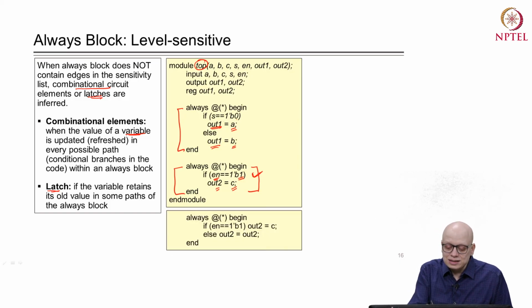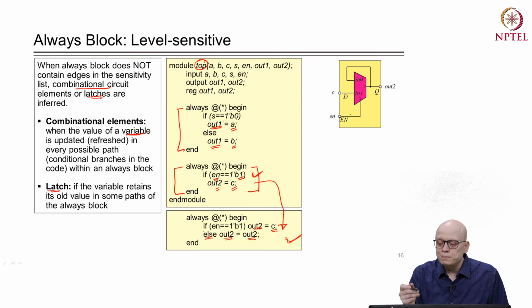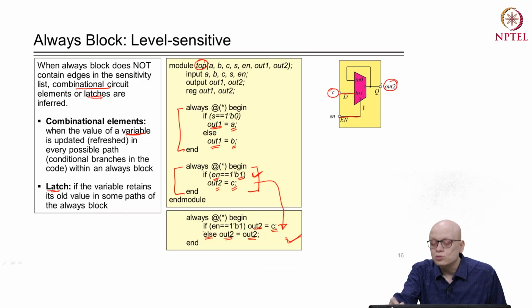So, we can consider this always block and the one shown here as equivalent. We write: if enable is equal to 1'b1, then out2 takes a value of c, else out2 is equal to out2, it is retaining its value. If we draw a circuit for this, again it is an if-else kind of structure, and therefore a multiplexer will be inferred. The multiplexer will look something like this. Whenever enable is 1, whatever is at the D pin, at the c line, will go to out. Otherwise, it will take the old value, and therefore we have made a feedback connection. Now, this multiplexer with a feedback is similar to a latch.